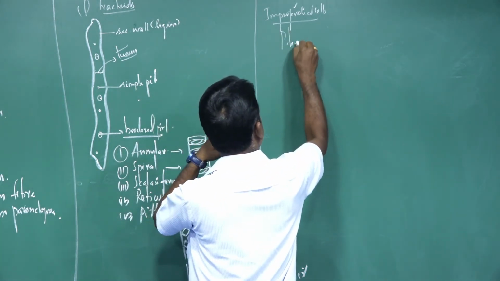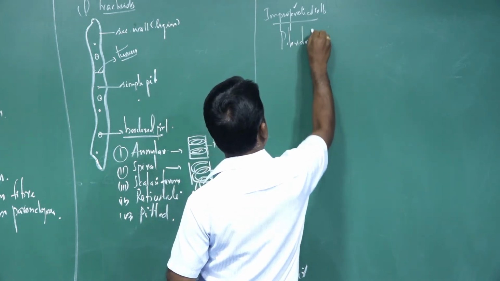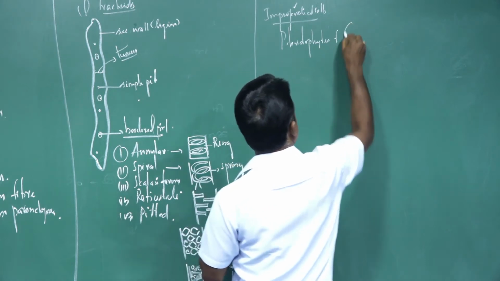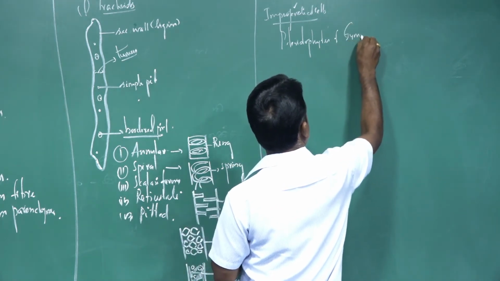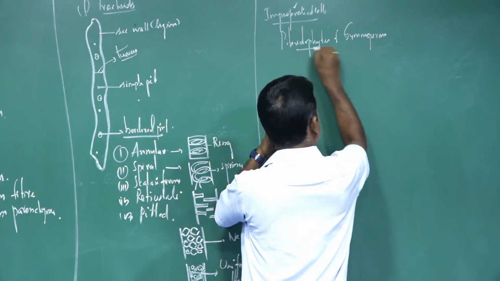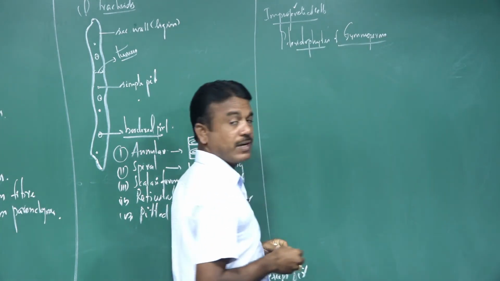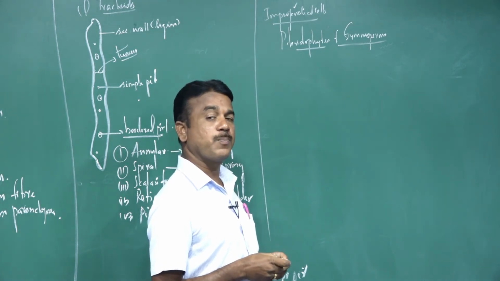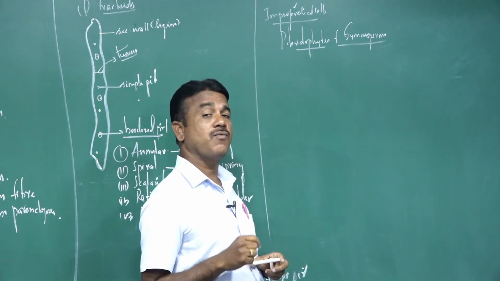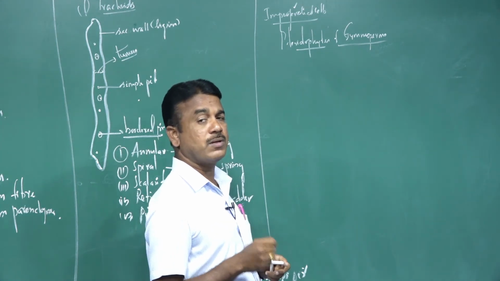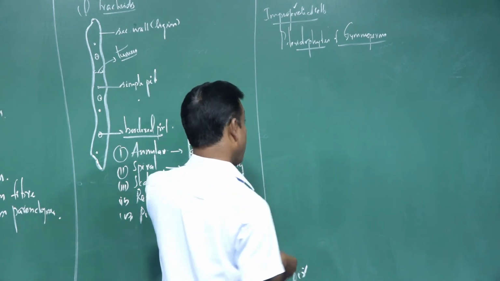Tracheids are the chief water conducting elements in pteridophytes and gymnosperms. The main function of tracheids is conduction of water and mineral salts. Apart from that, tracheids also perform another important function, mechanical support.